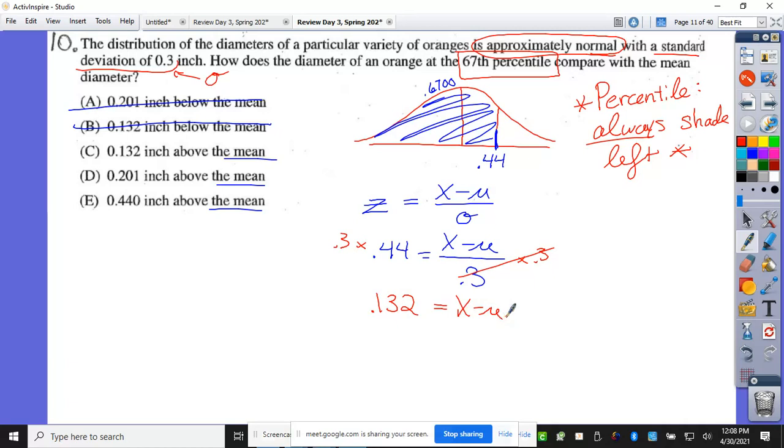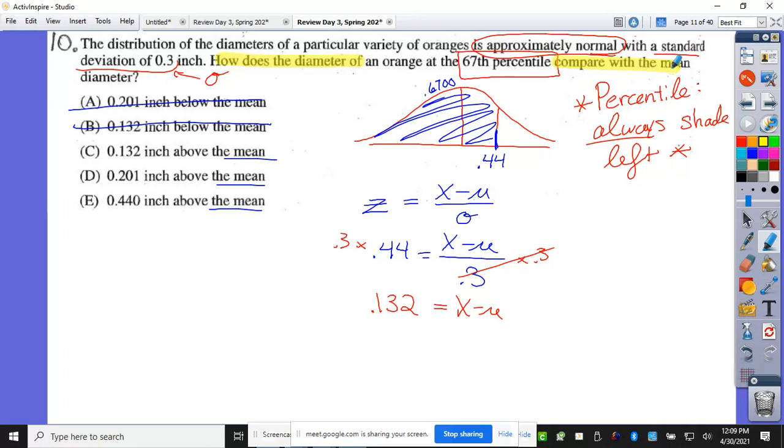This is the only part of the problem that's tricky. How does the diameter compare with the mean? What does that say? How far am I from the mean? So how does it compare to the mean? It's that far above. That far above. You get it. Now, I think that part loses people.